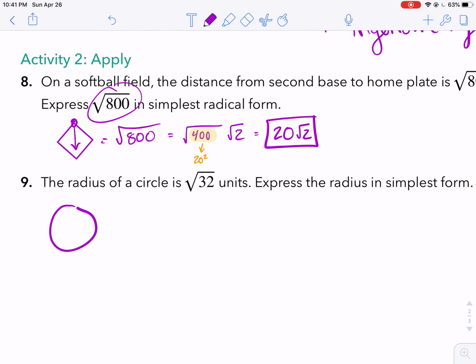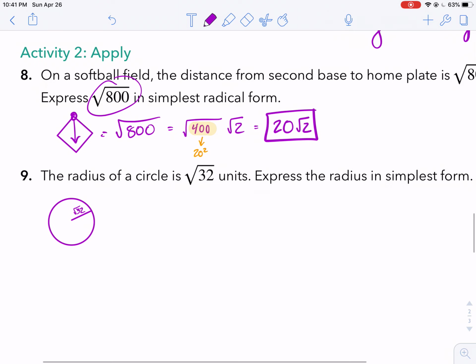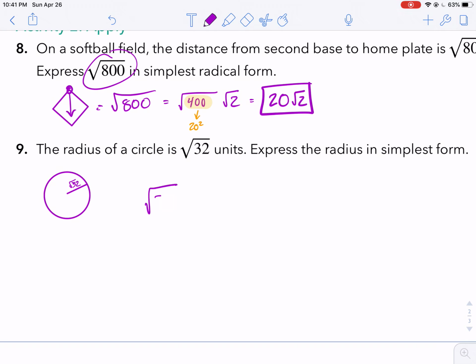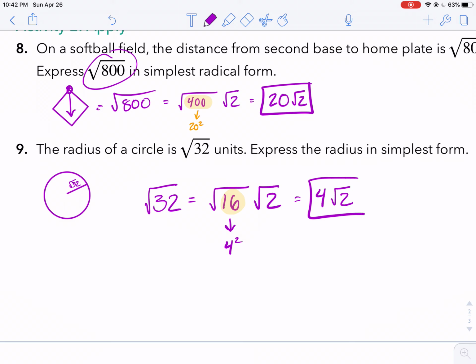Next, we have the radius of a circle is the square root of 32 meters. So if this distance is the square root of 32, we want to express that in simplest form. So the square root of 32. We could prime factor it. I'm going to save you some time. We'd find out that that is equal to the square root of 16 times the square root of 2. And 16, you'll remember, is 4 squared. So that is equal to 4 times the square root of 2.